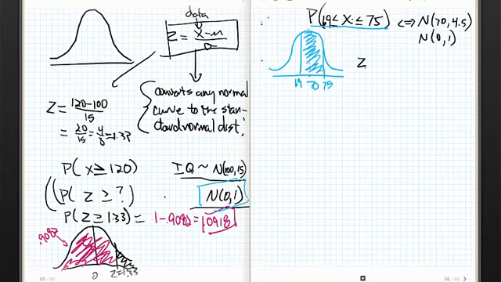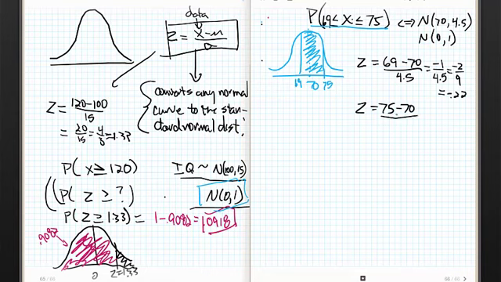All right, so all I do is z equals 69 minus 70 divided by 4.5, which is negative 1 over 4.5, right? Which is negative 2/9, affectionately known as negative 0.22. I think that's right. And then z equals 75 minus 70 over 4.5, which is 5 over 4.5, which is 10/9, affectionately known as 1.11.